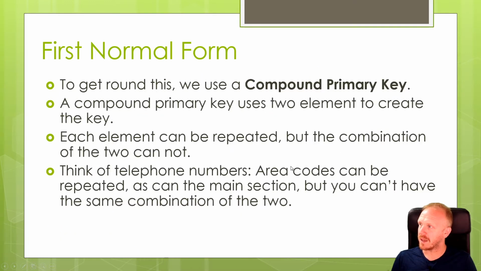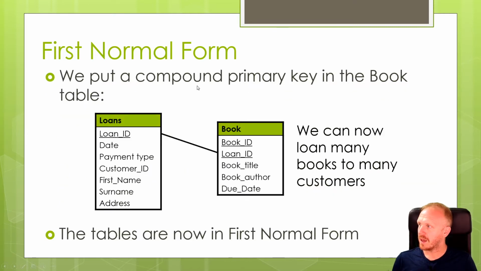So to get round this, we use a compound primary key. This will eventually end up as a linked table in the middle, but to start off with, a compound primary key will do. A compound primary key is where we take 2 elements and say, combined, they are the primary key. In this case, we can put the loan ID in here, but make it and the book ID the compound primary key.